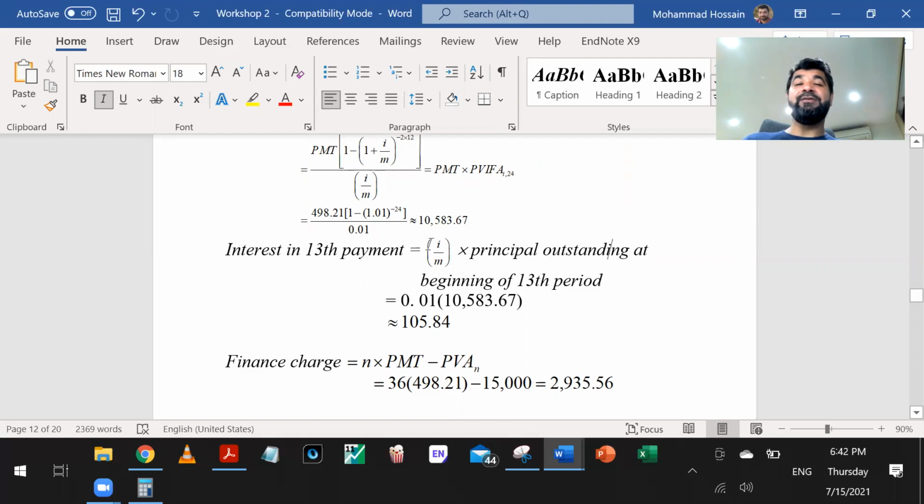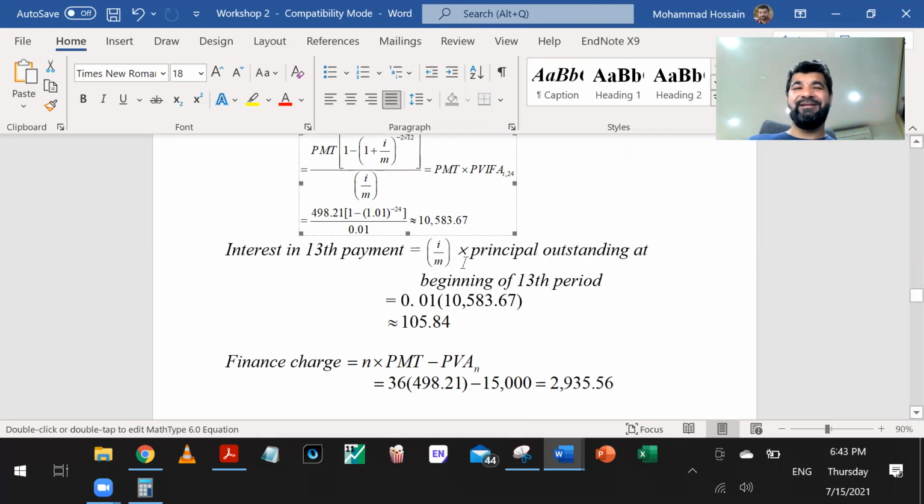So the answer is this: 1 divided by m, into the principal outstanding at the beginning of the 30th period. How much is outstanding? This much is outstanding, right? Multiply it with i by m. What does i by m mean? Same. Remember that, like 12% divided by compounded monthly, actually the interest rate.